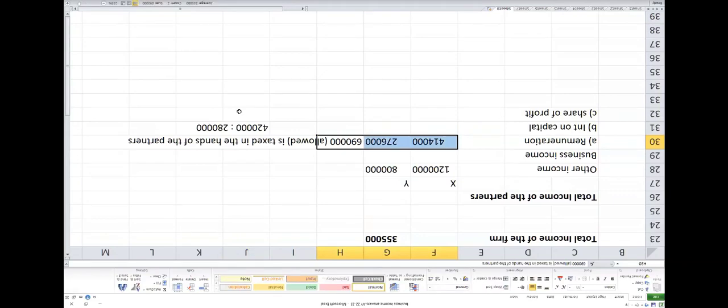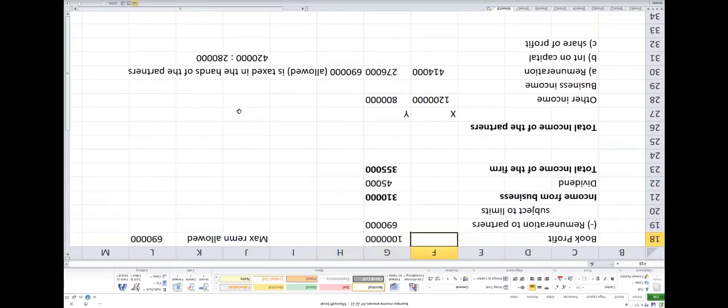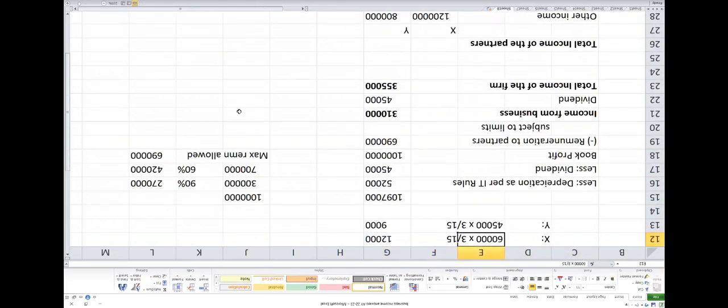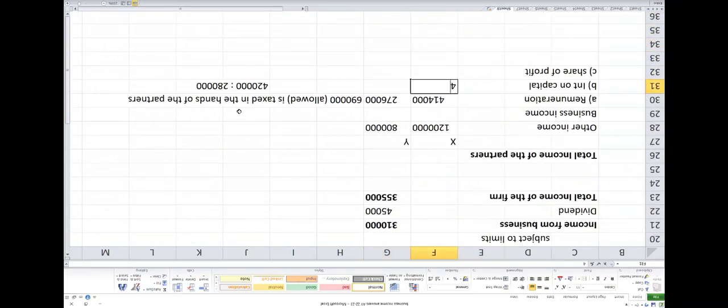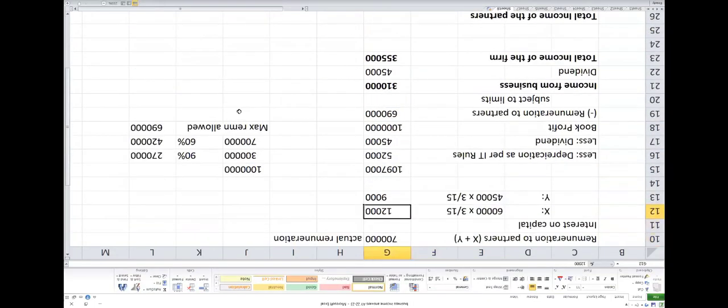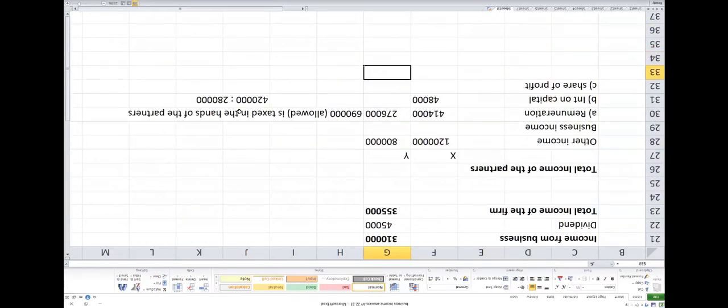So, this is the treatment: remuneration allowed in the hands of the firm is taxed in the hands of the partners. Similarly for interest on capital, 3% was disallowed and the balance 12% is allowed, so that is taxed in the hands of the partner. Of 60,000, 12,000 is disallowed and the balance 48,000 is taxed in the partner's hands. Similarly, of 45,000, 9,000 is disallowed at 3%, and 36,000 is taxed in the hands of the partner.